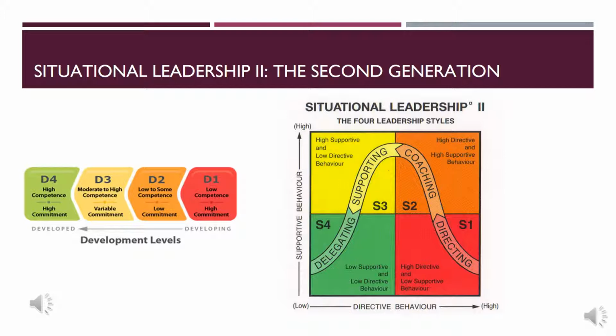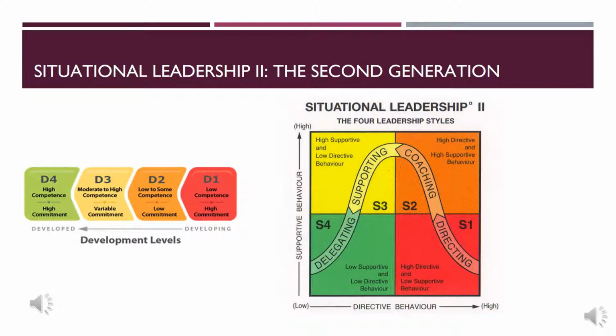And so trying to apply this model, if on your team you have a new college graduate and they are in level D1 of development, they may respond best to S1 directing leadership. It may be best to tell them exactly what you need, how to do it, so that it can help them get their feet wet as they start developing their skills and developing their own style as well as developing their own ideas.